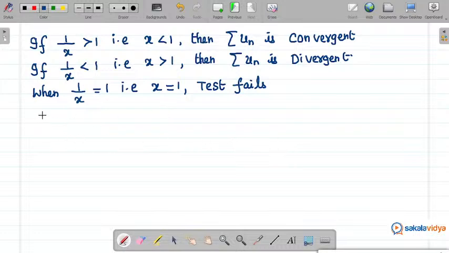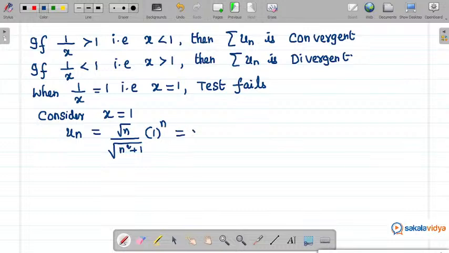So now consider x is equal to 1. If you put x is equal to 1, un becomes, what is un? Nth term. So here nth term is nothing but actually root n by root of n square plus 1 into x to the power of n, that is 1 to the power of n, you get root n by root of n square plus 1. So now the degree of root n is 1 by 2, the degree of this one is actually 2 by 3.